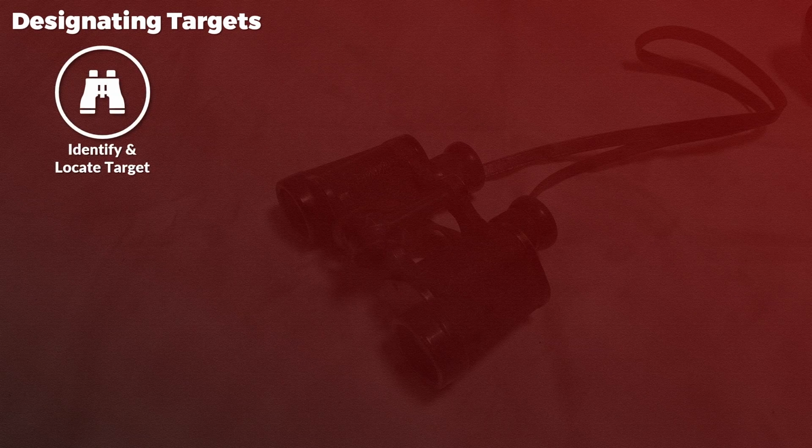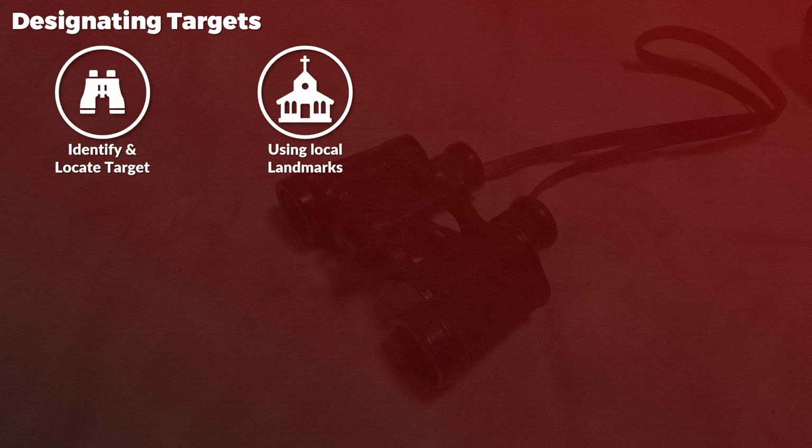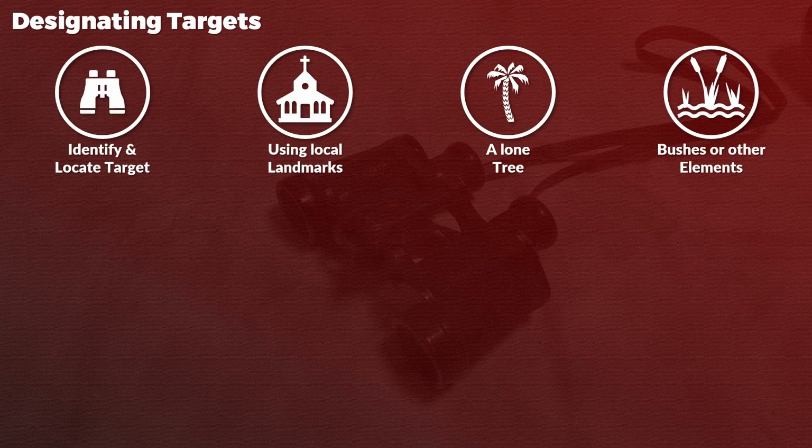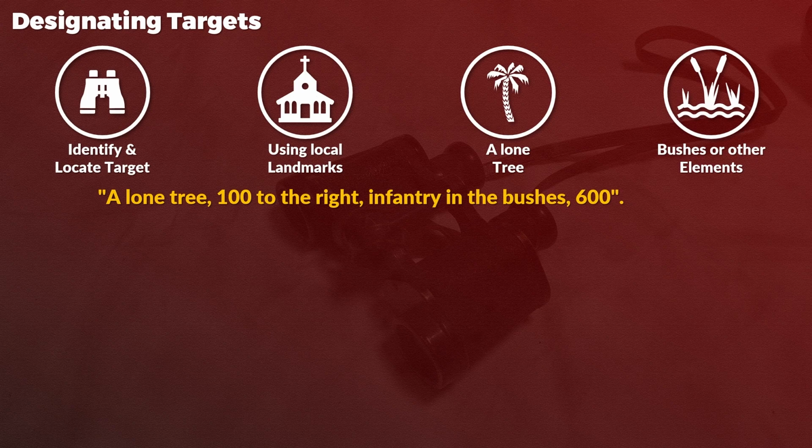The manual notes that local landmarks should be used. This is very similar to any other manual. For instance, a lone tree, a shack or bushes are noted, and then in relative terms where the enemy is located. A lone tree, 100 to the right, infantry in the bushes, 600.